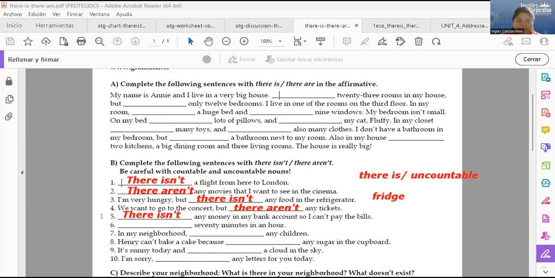Number six, 70 minutes in an hour. There is. There isn't 70 minutes. 70 minutes. There aren't. Okay. There aren't 70 minutes in an hour. Okay. Number seven. In my neighborhood. There aren't any children. Any children. Okay, perfect. Number eight.